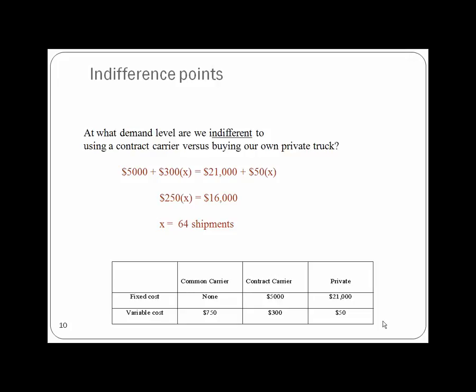So if we go below 64, go with a contract carrier. If we're going to go above 64, go with a private truck. If we're not sure exactly how many shipments we're going to make, then we have a decision to make. We need to understand something about the possible range of outcomes, and that will lead to our expected value analysis type of approach.